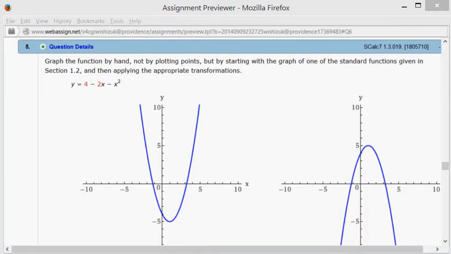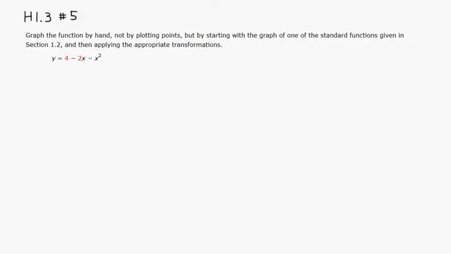Alright, let's look at homework 1.3, problem number 5. We have a quadratic function given here. We're going to try to complete the square so that we can see the transformation. Then we get to decide which one has the correct graph. Alright, so let's do that. We need to complete the square.